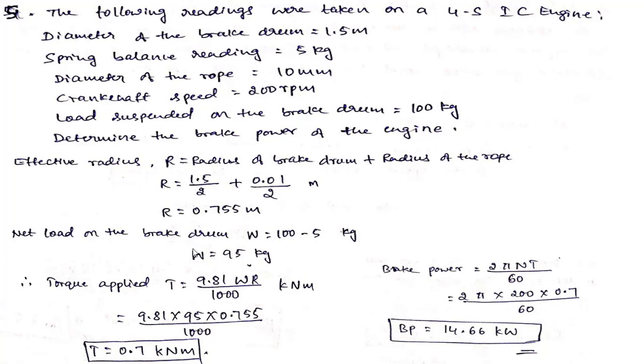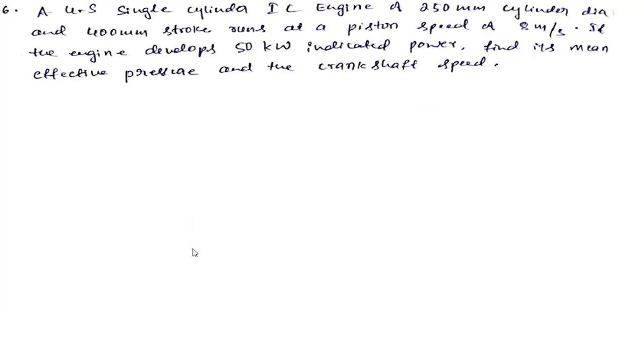So next, let us move to the next problem, that is problem number 6. Note down the problem statement first. A 4-stroke single cylinder IC engine of 250 mm cylinder dia and 400 mm stroke runs at a piston speed of 8 meter per second. If the engine develops 50 kilowatt indicated power, find its mean effective pressure and crankshaft speed. This is the problem statement. First, write down what are the given things in the problem statement.